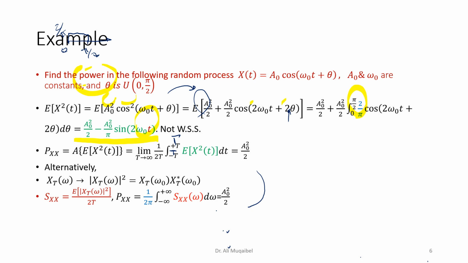So start by finding the Fourier transform of this, find its square, and then find the expected value over 2T, integrate over time, and you should get the same answer. Alright, you can leave a comment below if you don't get the same answer, or if you get the same answer.